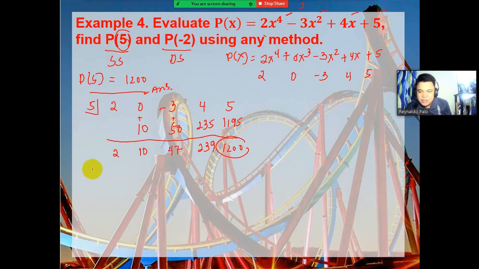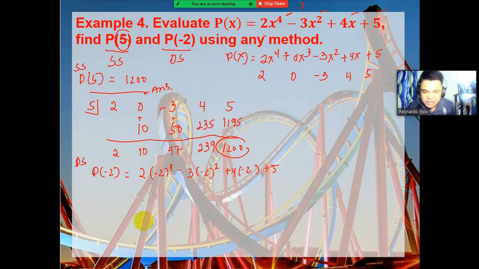Now let us solve for P of negative 2, using direct substitution. Here we are going to use direct substitution. Here we used synthetic substitution. So P of negative 2, substitute everything. So 2 times negative 2 raised to the 4th power minus 3 times negative 2 cubed plus 4 times negative 2 plus 5. What's the answer using your calculators? So P of negative 2 is equal to 17. And that is also your final answer. Okay? So those are the two methods.